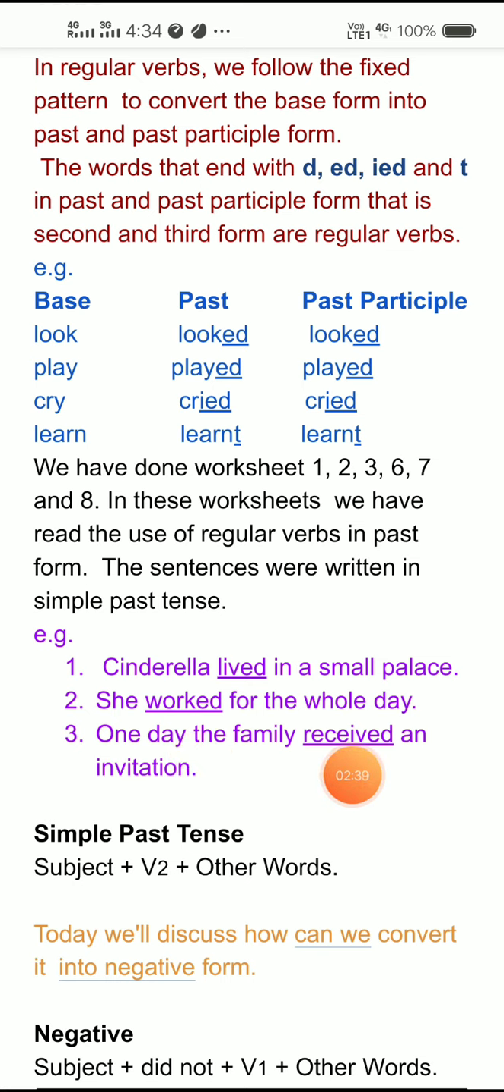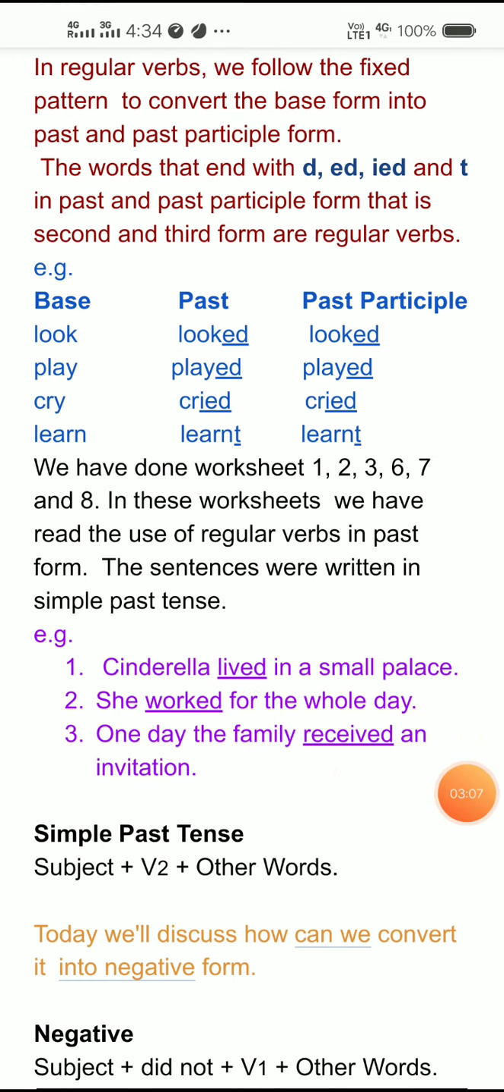Received, received, received. But the question arises: the second form of live is lived, and its third form is also lived. Work, worked, worked. The second form of verb is worked, and its third form is also worked. In the same way, received, received, the second and third forms. So how can we say that we have used here the second form of verb?